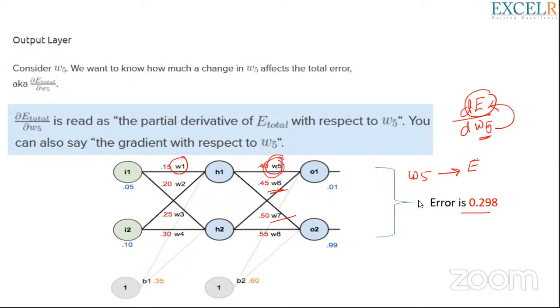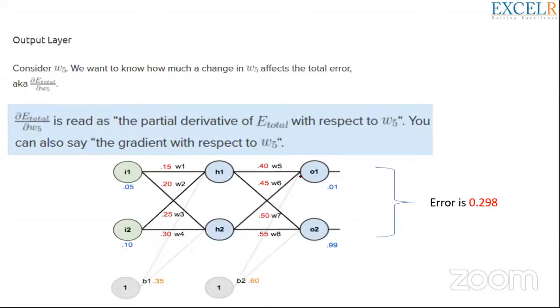Right. So now, how do we denote that rate of change? The rate of change we are going to denote like this: the partial derivative, dou E total by dou W5. That means if you change W5 a little bit, what is the effect of this change in W5 on the total error? That's what we are going to find out.